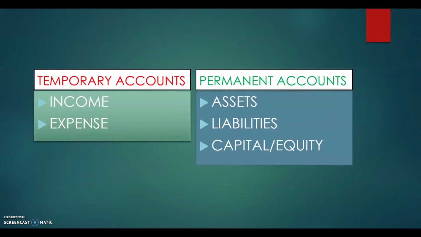Let's have a recap of our temporary accounts and permanent accounts. For temporary accounts, we have the income and expense accounts. So the balances of these accounts must be forwarded to our permanent accounts, specifically to our capital or equity accounts. Permanent accounts are composed of assets, liabilities, capital, and equity accounts.